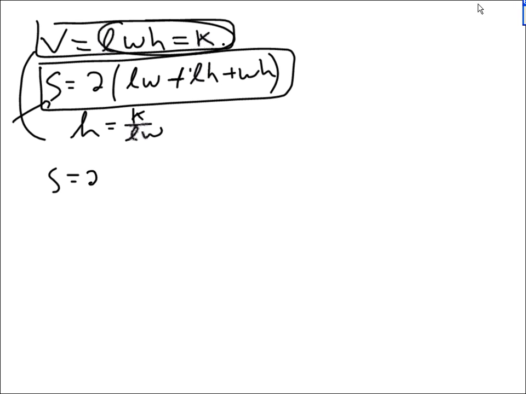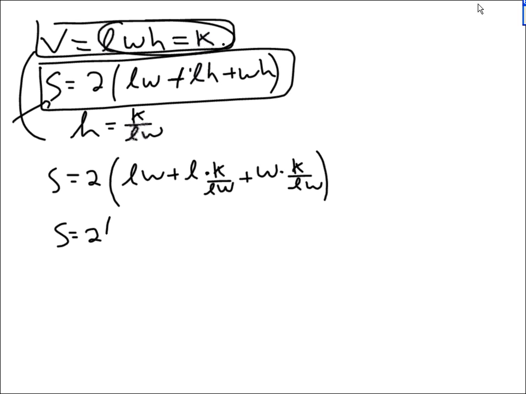S is equal to 2 times LW plus L times H, plus W times H. Okay. S is equal to 2 times LW plus the L's cancel out. You get K over W plus the W's cancel out. You get K over L.